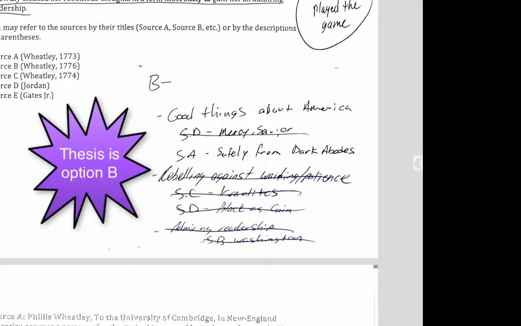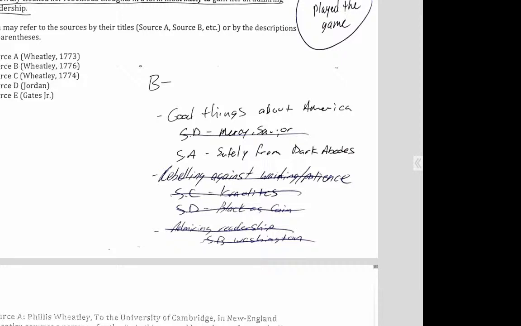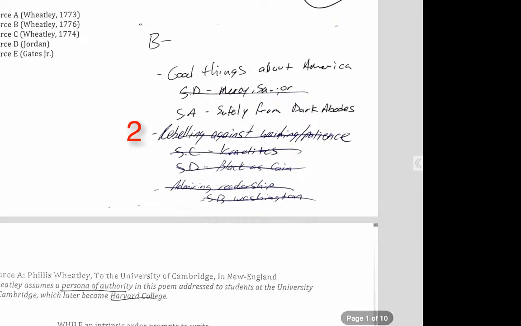So you can see here, I'm going with option B. She was a rebel. I'm going to have 3 main points. She saw some good things about America, and I'm going to support that with source D and source A. She was rebelling against waiting or patience. I'm going to support that with source C and source D. And she gained that admiring readership, and I'm going to support that with source B.